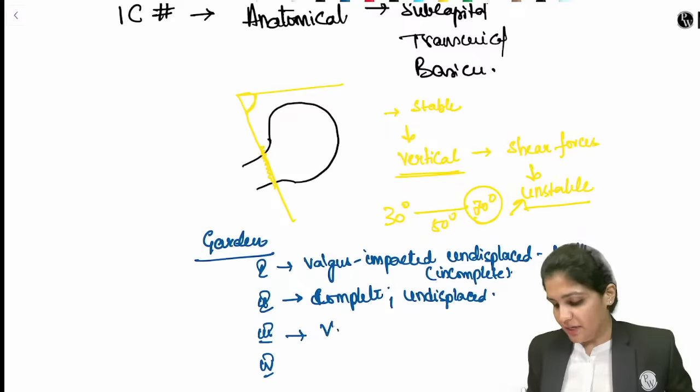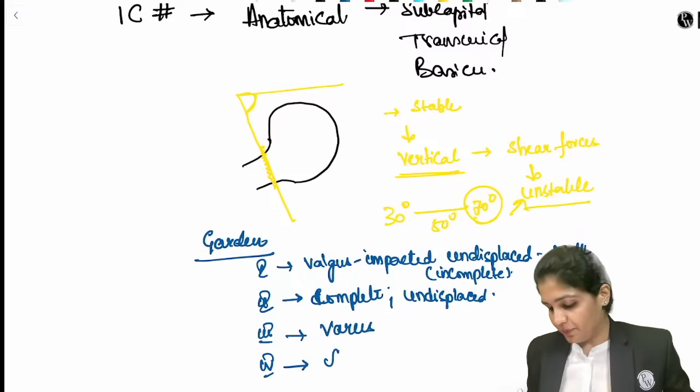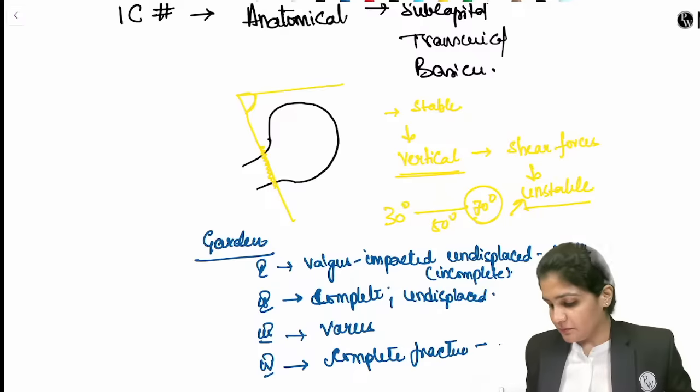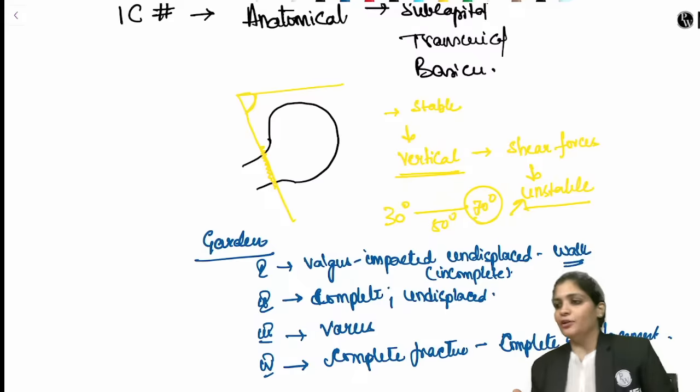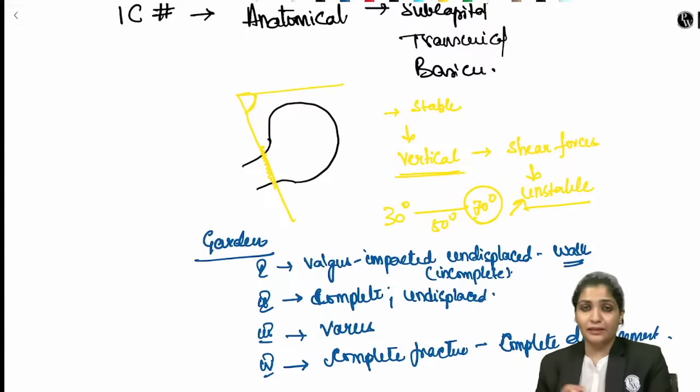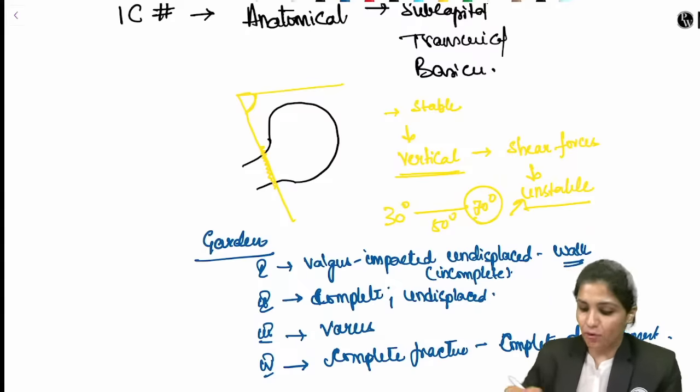Third is displaced, where the femoral head goes into varus. And fourth is again a complete fracture, and complete displacement is noted. So this is based upon the trabeculae of the bone pattern. In type 1, you see the trabeculae are continuous. And what are these trabeculae?